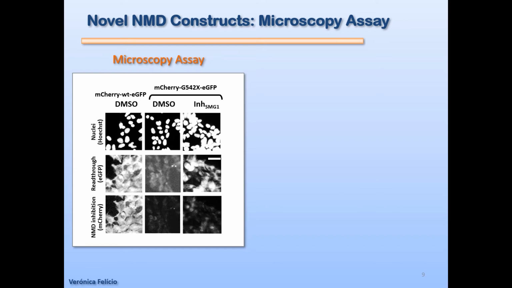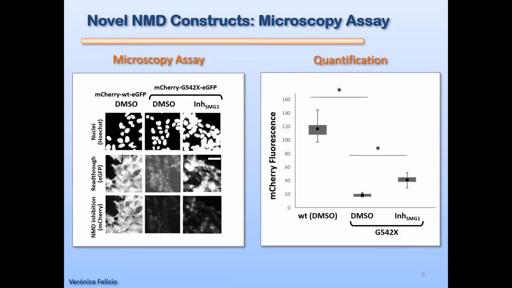However, for the G542X mini gene, we can observe for the bottom panel that there is a difference between the one just with DMSO and the one with inhibitor, because the inhibitor actually prevents NMD, so we see an increase in fluorescence. And here are the quantification of this data, so fluorescence for mCherry, where we can see a significant difference for the G542X construct with the inhibitor on the far right, or just the DMSO in the middle.